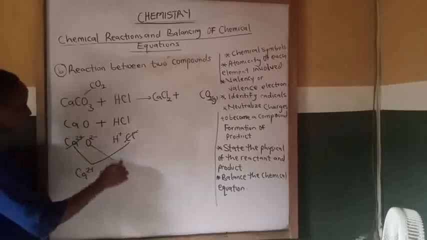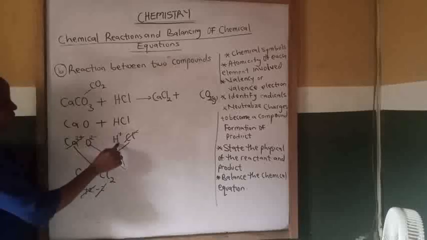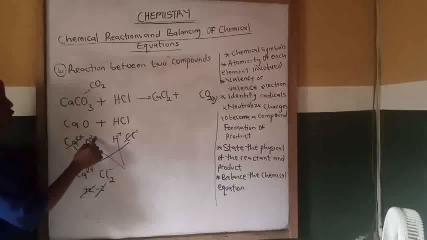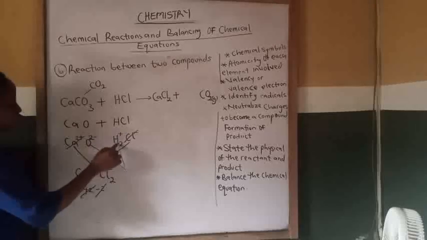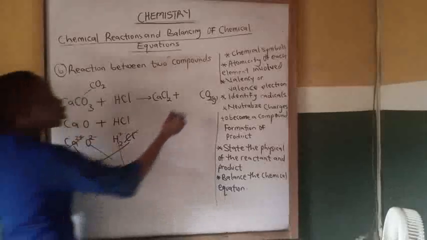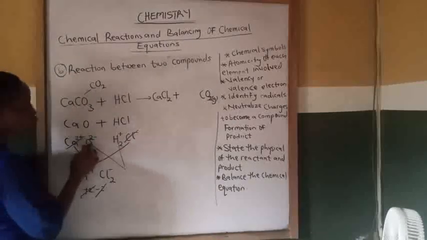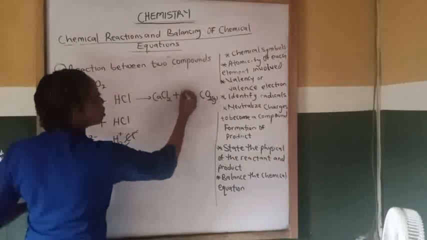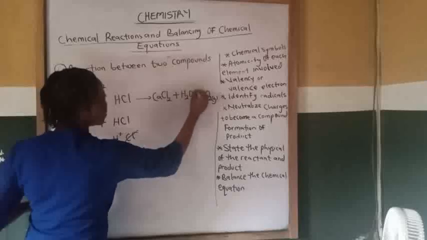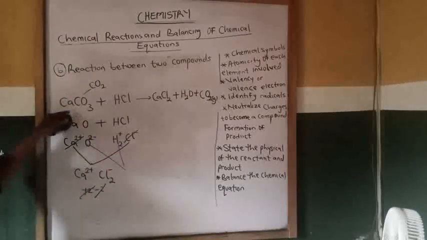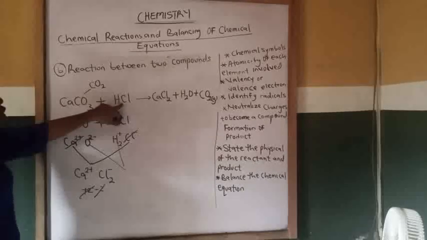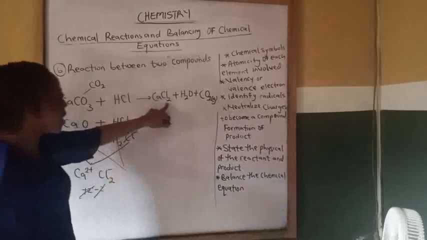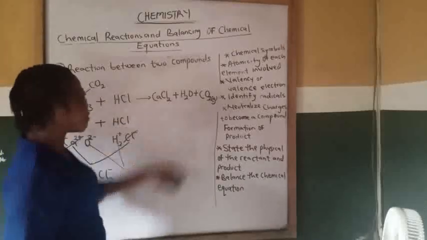So we are left with what? Oxygen and hydrogen. Hydrogen is plus 1, oxygen is 2 minus. So multiply hydrogen by 2 to give us plus 2 minus 2. They will combine together to give you H2O, because the positive we always call before negative. So our products for this reaction between calcium carbonate and hydrochloric acid are calcium chloride, water, and carbon dioxide.